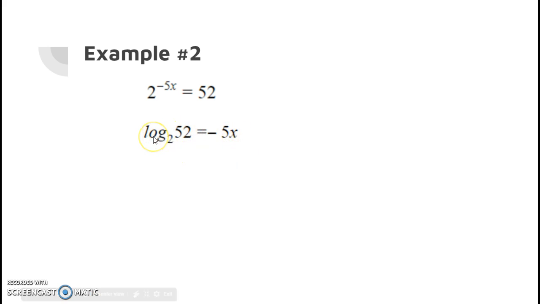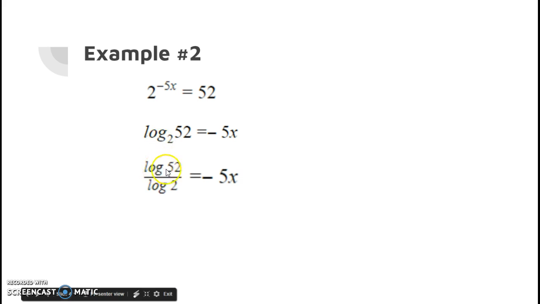Now you would be solving for the answer of log base 2 of 52, and like I've said many times before, if the calculator does not have the log base button, you can simply put log 52 all over log 2 equals negative 5x. And once you input that into your calculator, you would get 5.7 equals negative 5x. And from here, it would be basic algebra where you would have to divide negative 5 to both sides. And once you have, you would get x equals negative 1.14.